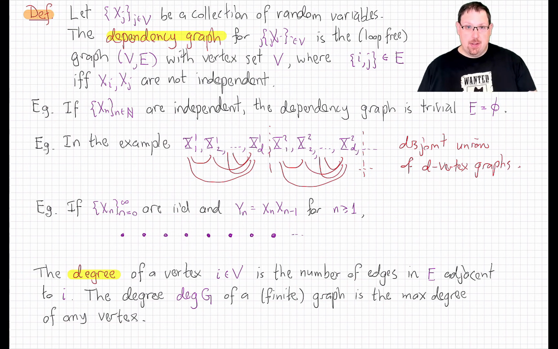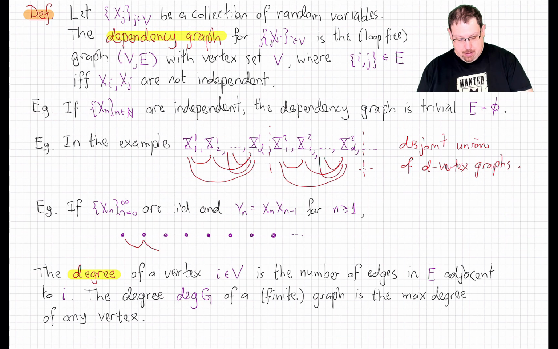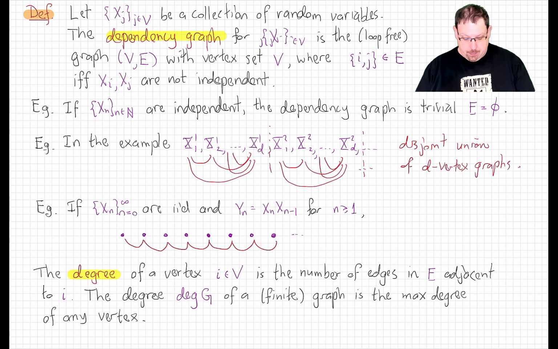Now let's look at that other example that we don't know how to handle yet. Suppose that we start with IID random variables and then take the successive product of a term and its previous term. Well, now the dependency graph looks like this. Each term is not independent from its two neighbors, but there are no edges further away. So that's a pretty simple graph, but it doesn't have the same kind of segregated structure that this graph did, which is why we don't know how to handle it in the same way. What is it about this graph that makes it simple?